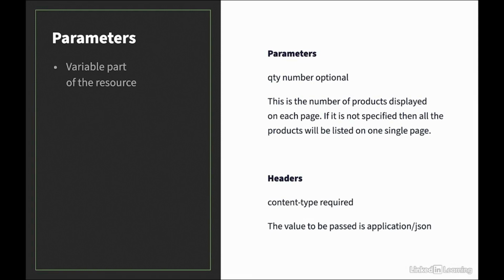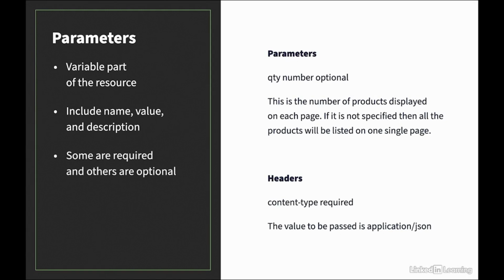Next, we have parameters. This is the variable part of a resource and comprises a name and a value. Some parameters are required for the API call and some are just optional. So, this needs to be documented as well. We need to list down all the parameter names and the description for each parameter as to why we need that parameter. We also specify if it is required or optional in the documentation.